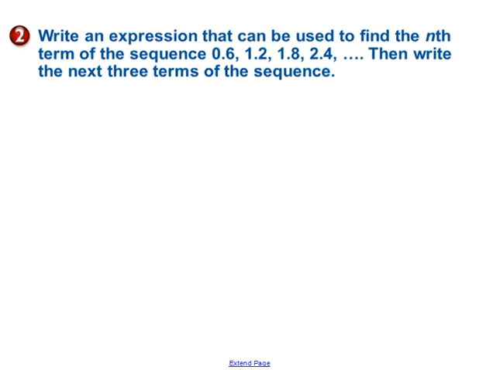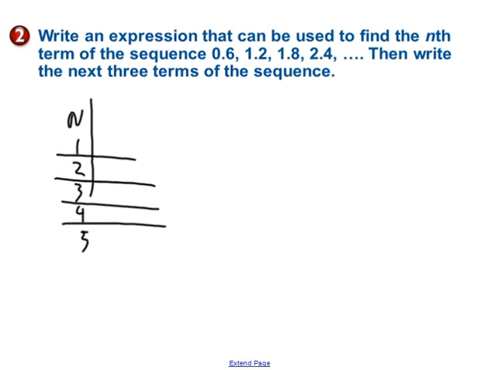Write an expression that can be used to find the nth term of the sequence 0.6, 1.2, 1.8, and 2.4. I'm going to say that n is the number of terms, and I can have one term, two terms, the first term, the second term, the third term, the fourth term, the fifth term, and so on. And the value of that is 0.6, 1.2, 1.8, 2.4. I'm sorry, I wrote 2.8, correct that.